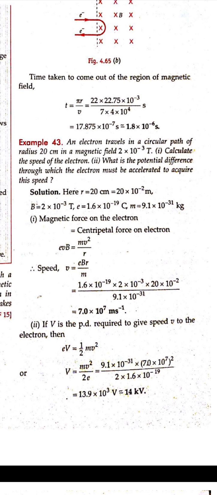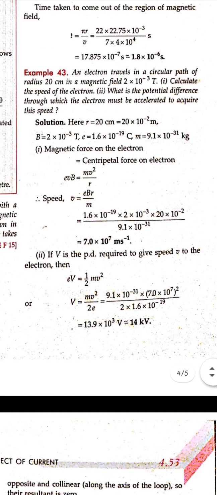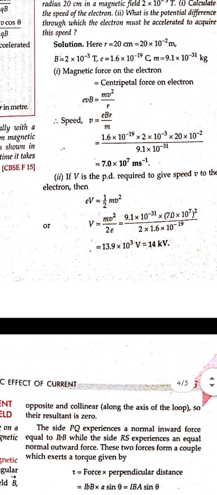So we have converted it into meters. Here the value of the velocity is given by 7 into 10 to the power minus 7 meter per second. And we have to find the potential difference through which the electron must be accelerated.